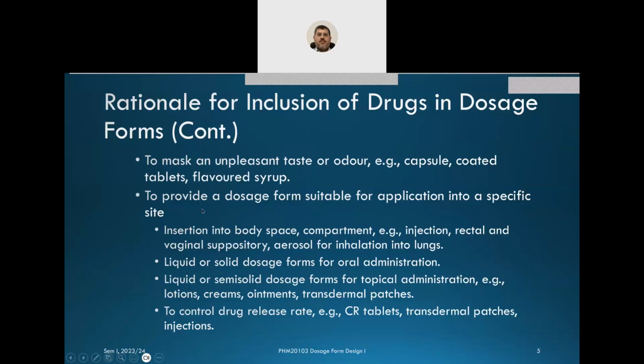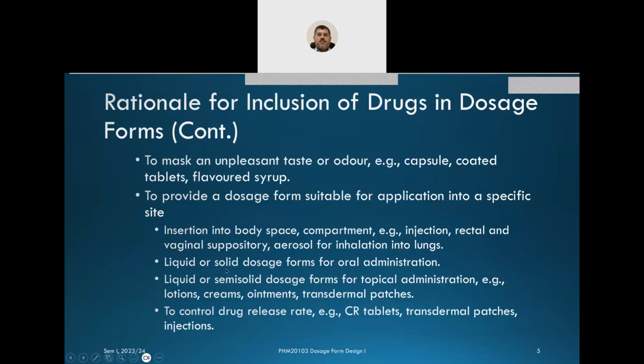Also, by adding specific excipients, we can make a dosage form suitable for application into a specific site. For example, we can make pessaries or suppositories that are suitable for insertion into body spaces or compartments, like the rectum, like the vagina, and so on. So we have rectal and vaginal suppositories. We can make aerosols that can be sprayed and inhaled into the lungs. We can make solutions for injection, which can be injected into either muscles or the bloodstream or under the skin, subcutaneous.